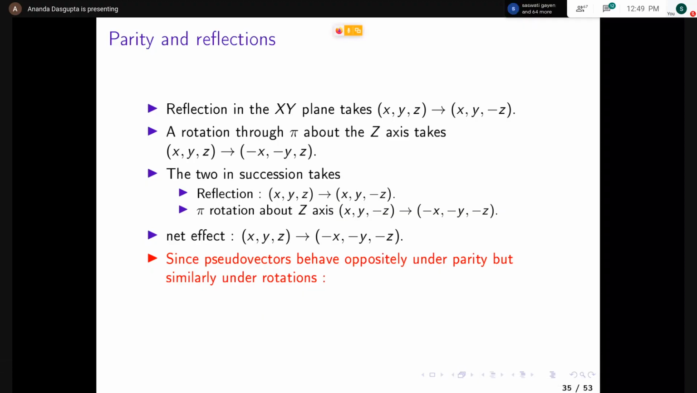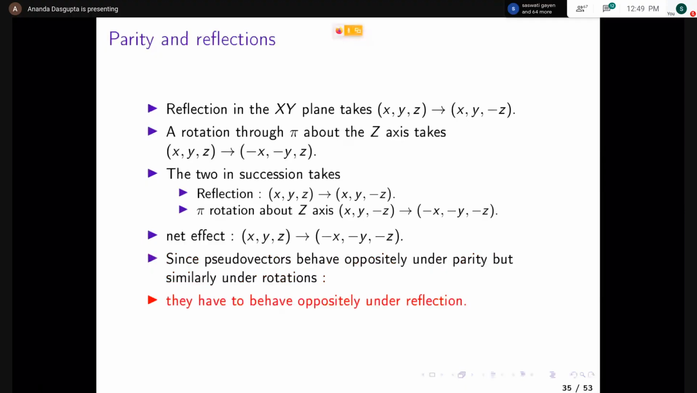Okay. So I'm just cutting down this part. This is technical, but it just shows that reflections are related to parity and rotations.